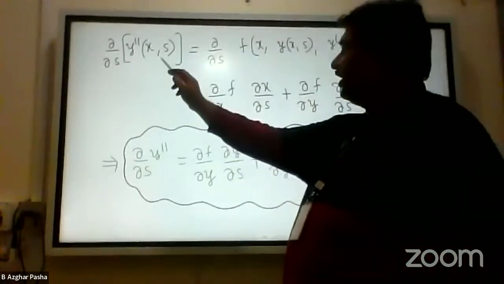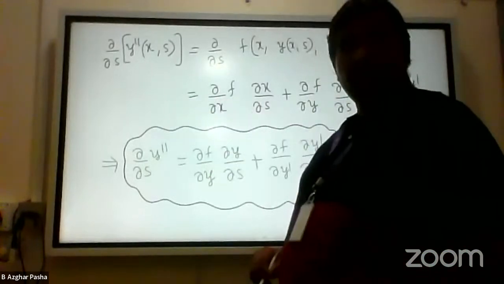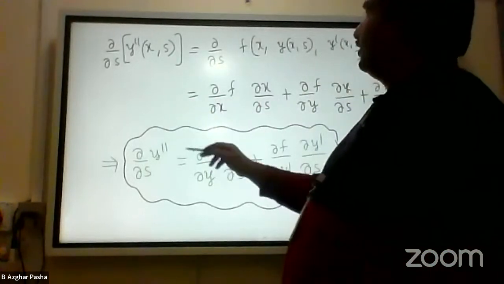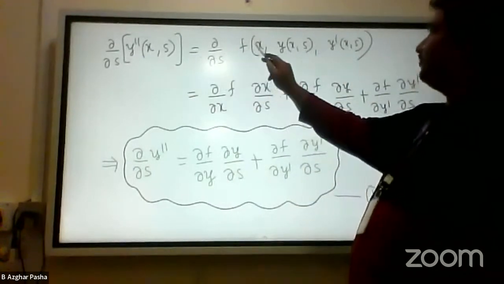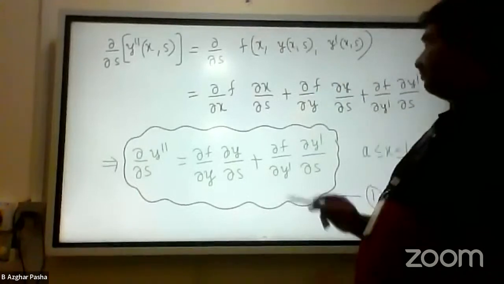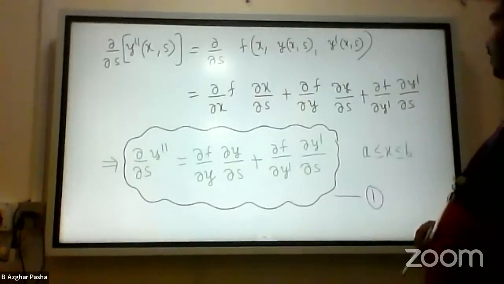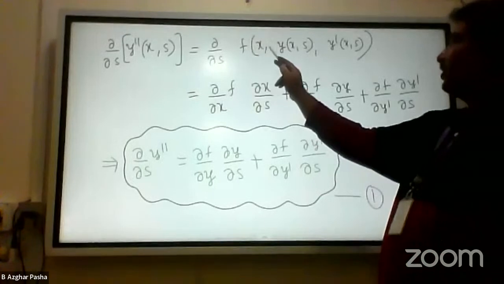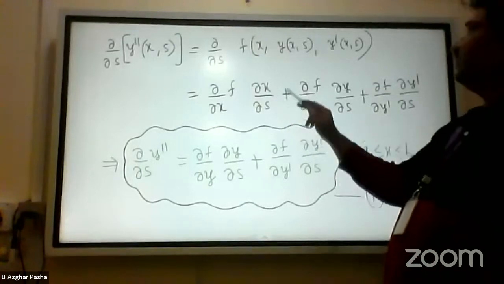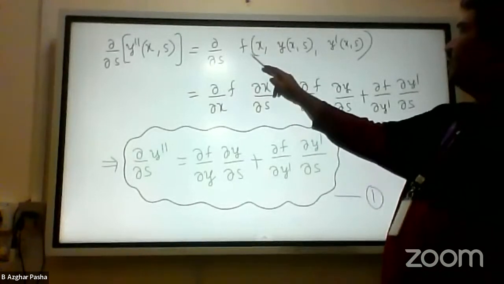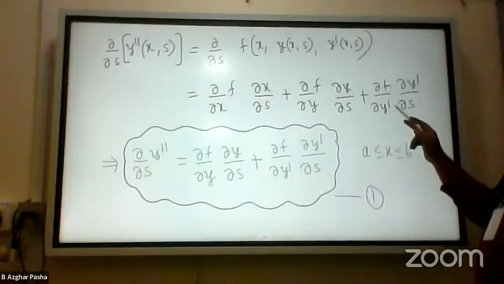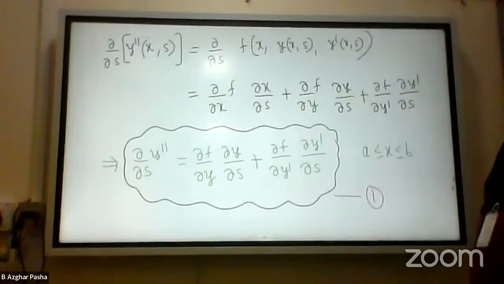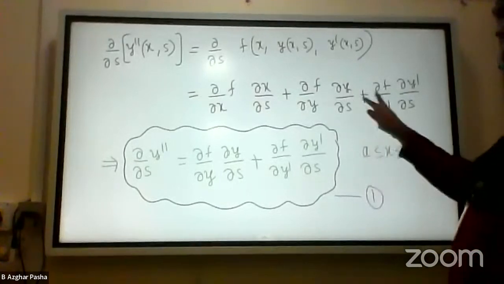I will differentiate y double dash of x with respect to s. So dou by dou s, y double dash means function of x, y and y dash, three variables. Now use the chain rule. F depends on x first, x depends on s. Next, f depends on y, y depends on s, f depends on y dash, y dash depends on s. Okay, derivative of composite functions. I have used that concept here.